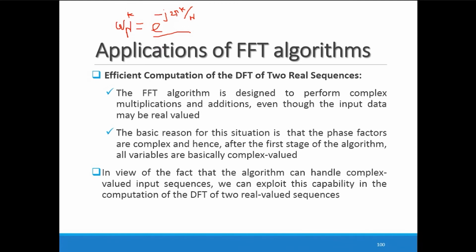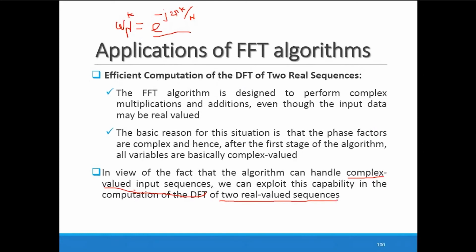So when you implement this algorithm, after the first stage, whatever variables you get all become complex valued, because they are multiplied with the twiddle factor, which itself is complex. In view of the fact that the algorithm can handle complex valued input sequences, we can exploit this capability in the computation of the DFT of two real valued sequences. We can use the same algorithm for the implementation of two real valued sequences.